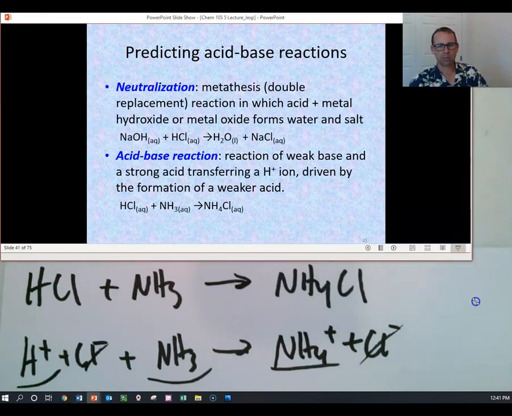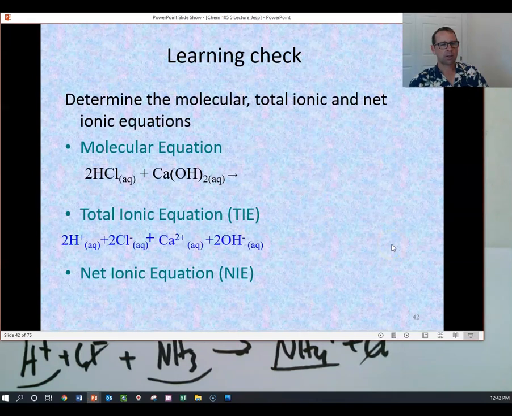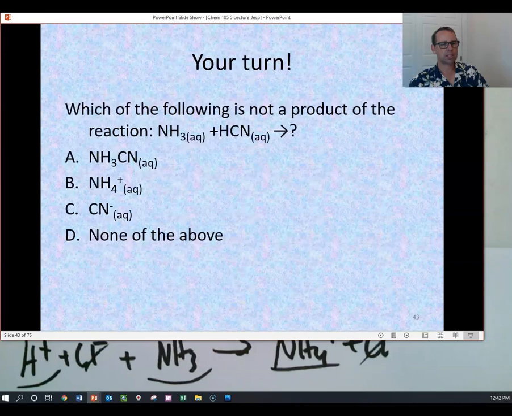Okay, so let's look at some practice with this kind. Well, we already did this. Let's see, that slide got out of place. Here's a question: which of the following is not a product of this reaction?